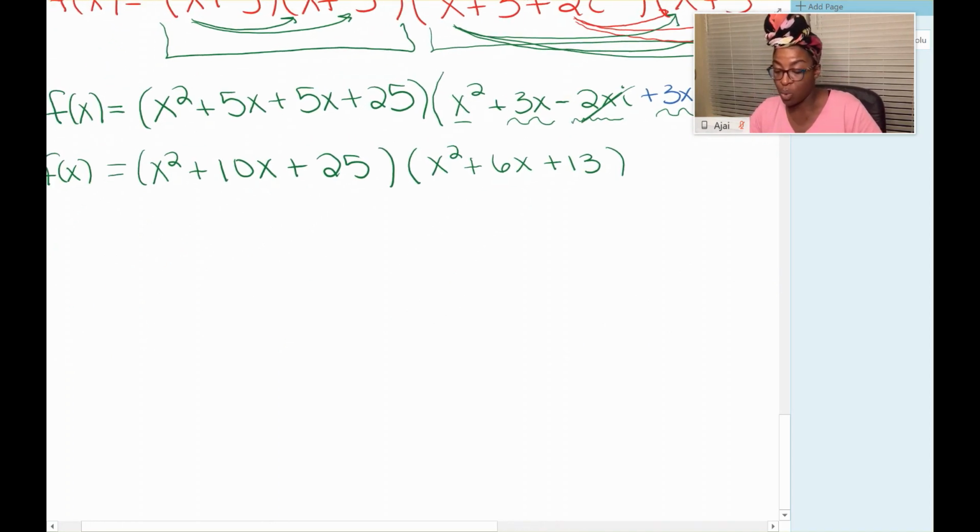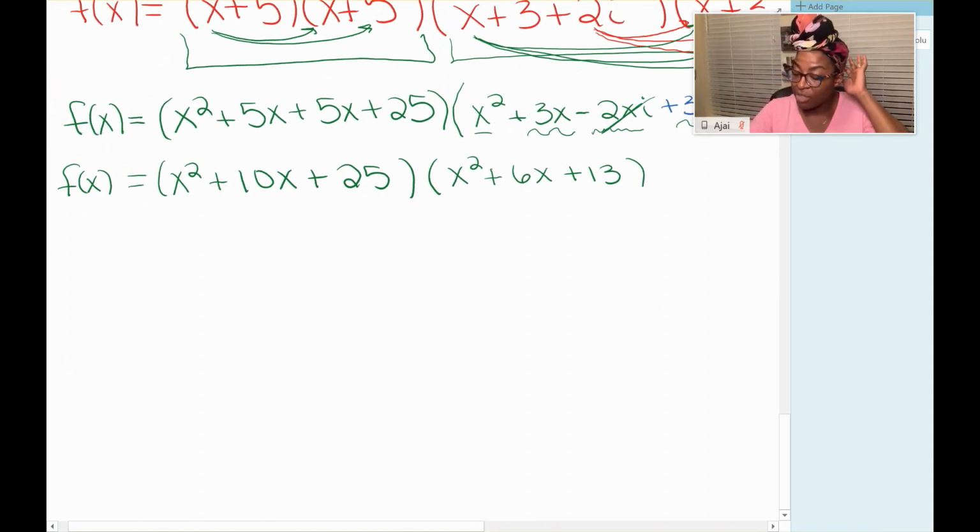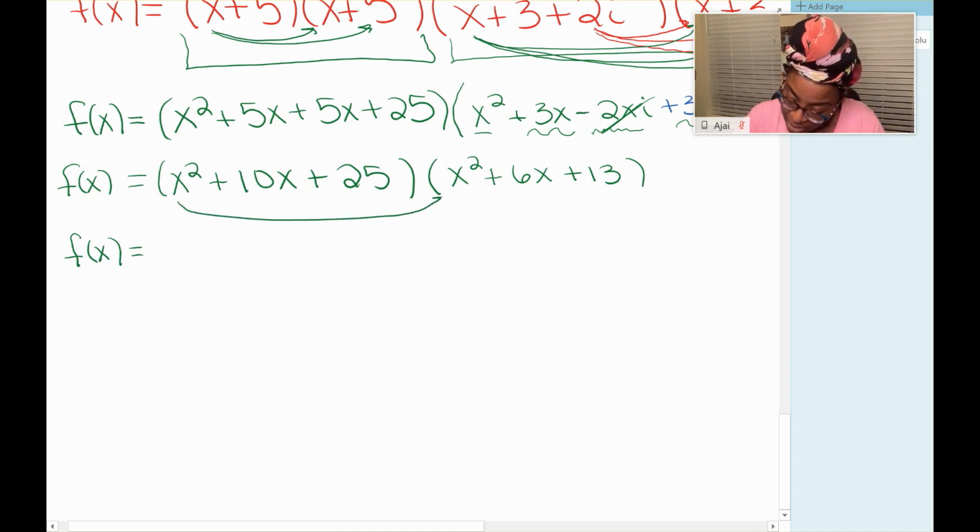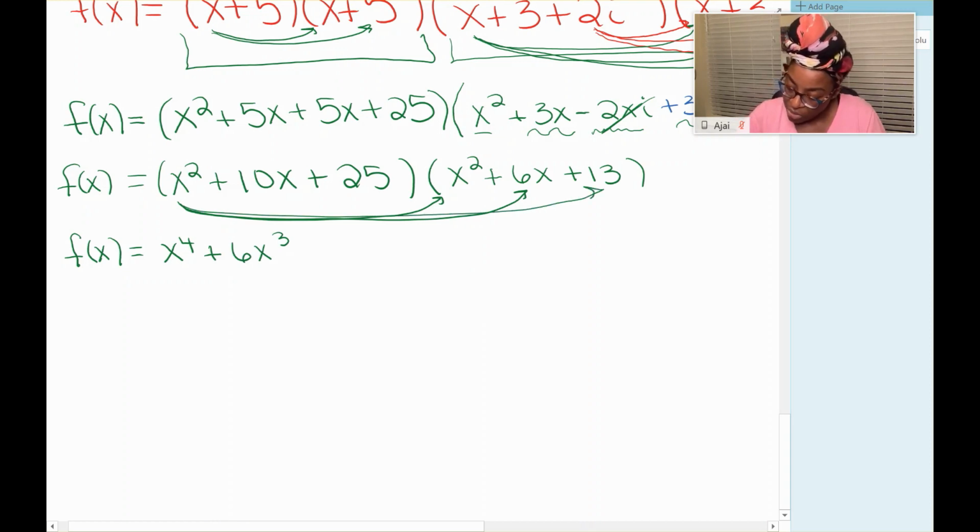Okay. Last little part, now I have to multiply these two sets of parentheses together, and we can do that. I'm going to do x squared times x squared, that's x to the 4th. I have x squared times 6x, that's 6x to the 3rd. And then I have x squared times 13. So that's plus 13x squared.